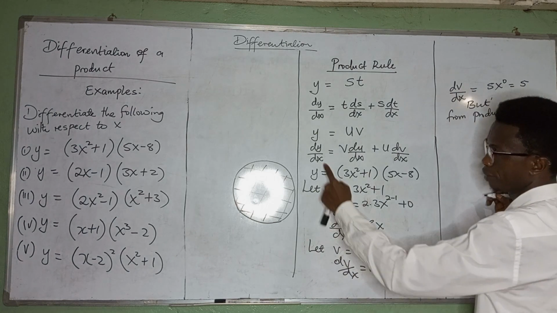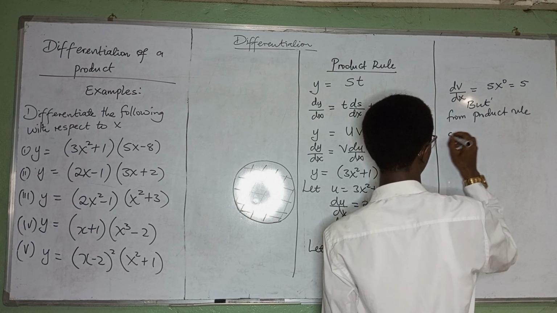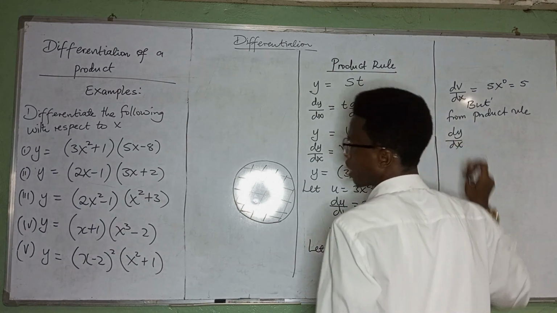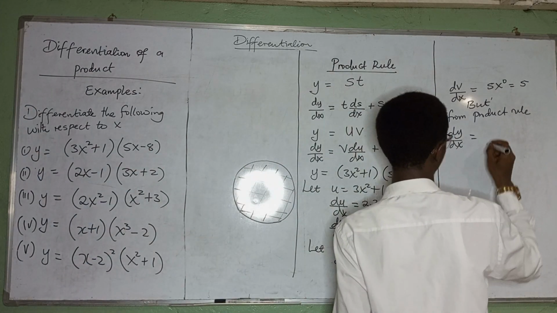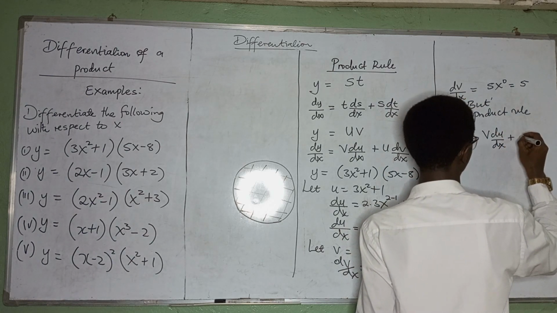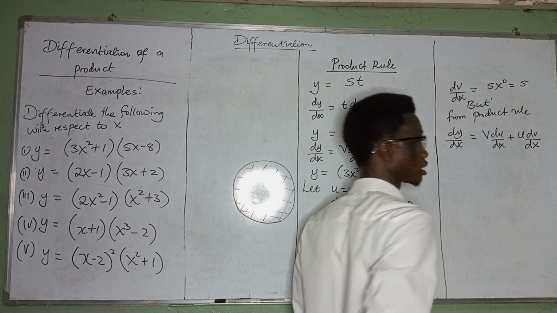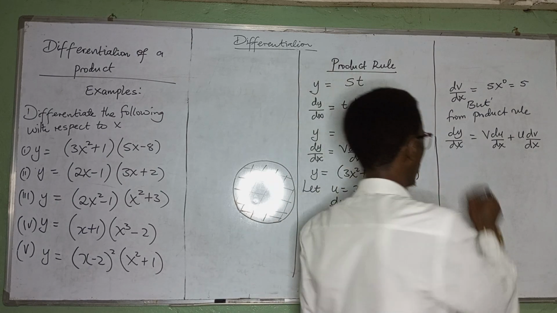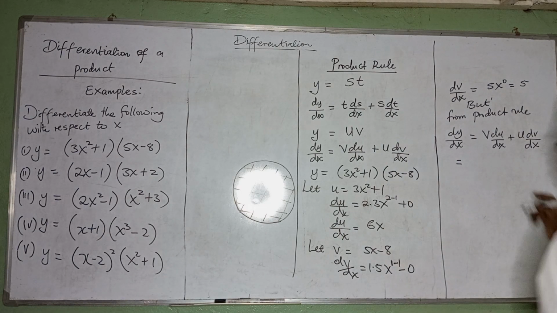Because you use u and v, from the product rule you say dy by dx. The reason I'm writing dy by dx is that we are differentiating y with respect to x here. Dy by dx is v du by dx plus u dv by dx. Now, what's the variable for v? We let v be 5x minus 8.